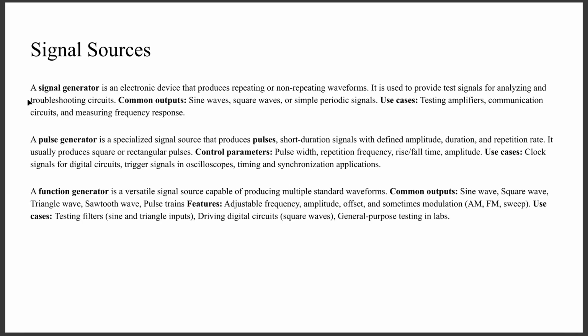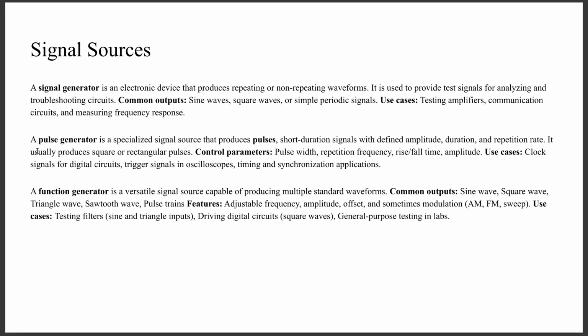Signal sources. A signal generator is an electronic device that produces repeating or non-repeating waveforms. It is used to provide test signals for analyzing and troubleshooting circuits. Common outputs include sine waves, square waves, or simple periodic waves. They are used for testing amplifiers, communication circuits, and measuring the frequency response of circuits, which we'll get into more later.